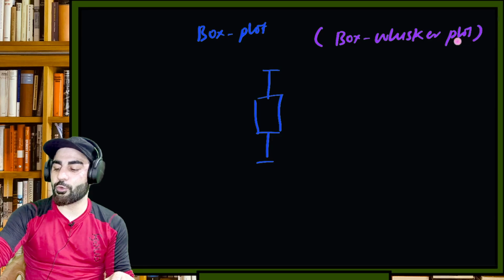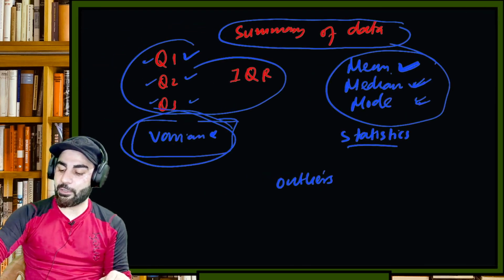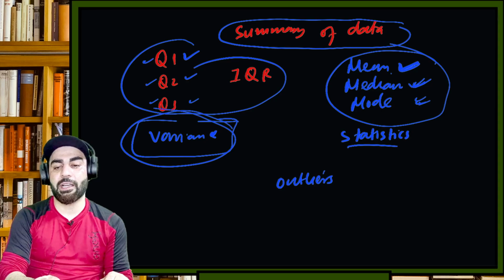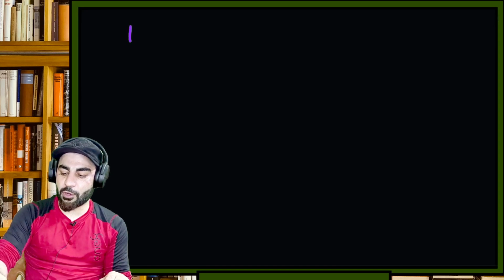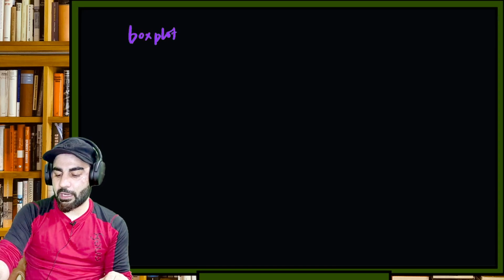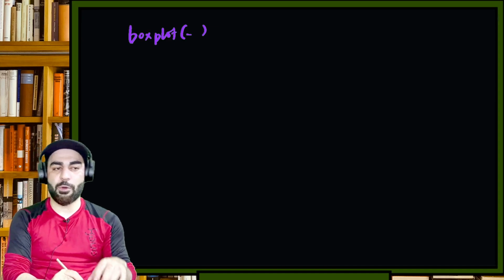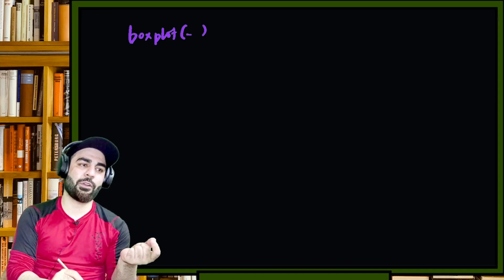So I told you what this shows. This plot will basically tell you the summary of the data. So if you have a data set, it will tell you the summary. The function that we'll use in Matplotlib is called box plot, and it takes the argument x. This box plot, as I told you, is also called a whisker plot or box whisker plot.